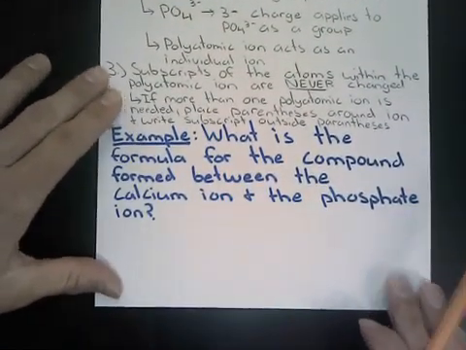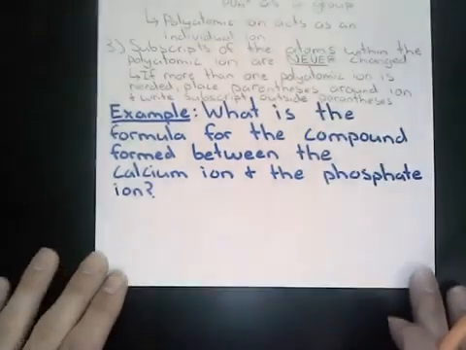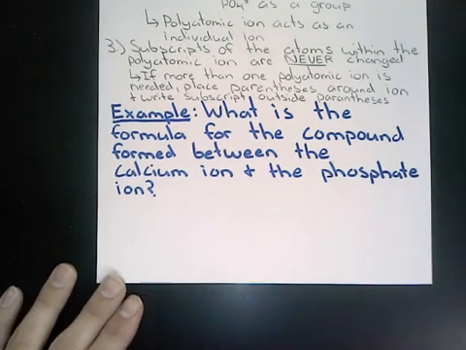So now we want to know what the formula is for the compound formed between the calcium ion and the phosphate ion.